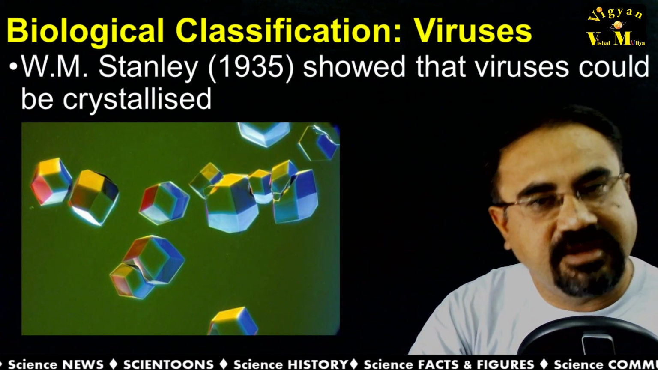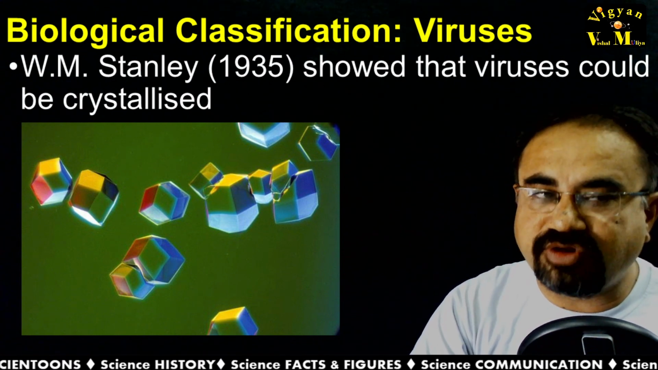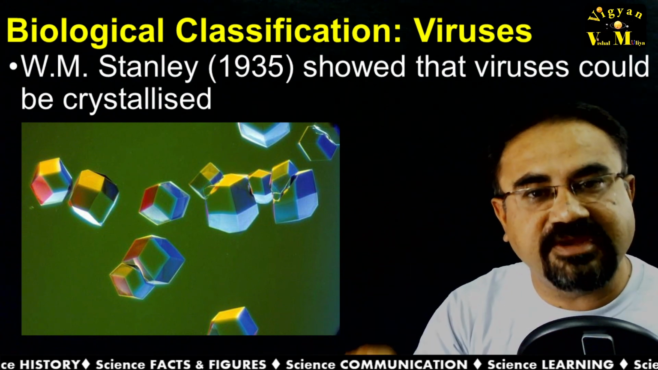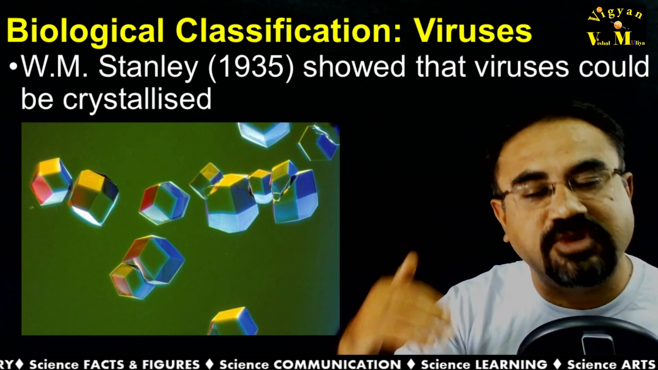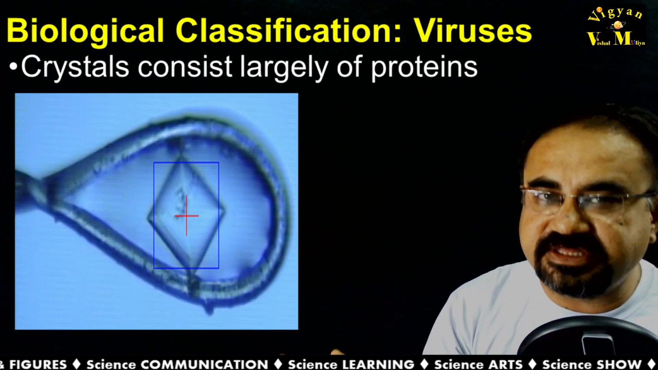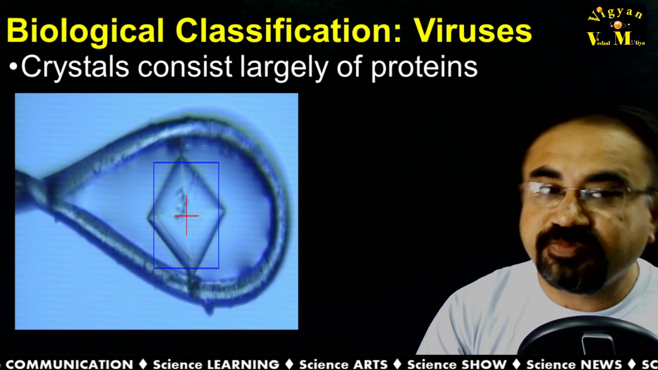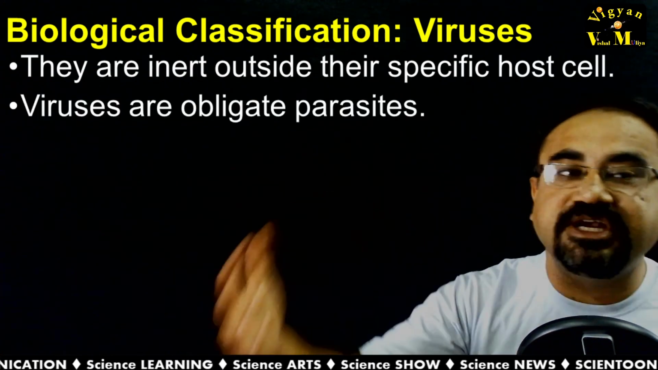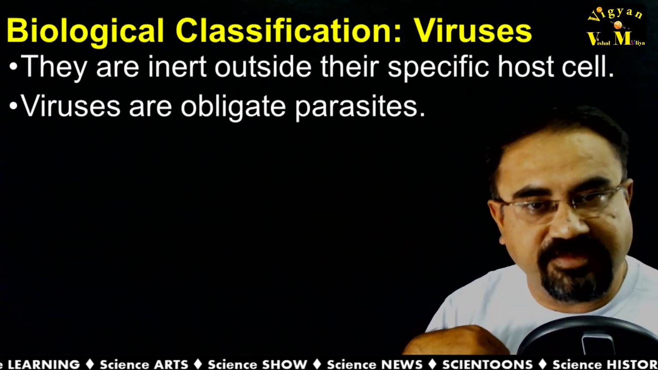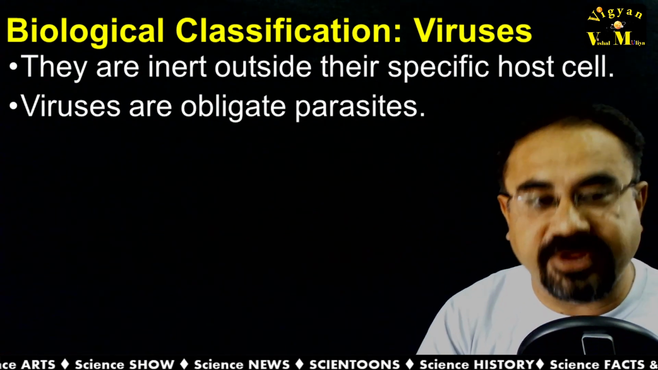Much later, W.M. Stanley in 1935 showed that the virus can be crystallized. This poisonous living fluid can be crystallized, and we can see their crystals, and that crystal contains mainly proteins. They are inert outside the host cell. The moment they enter a living organism, they become active, so they are obligate parasites.